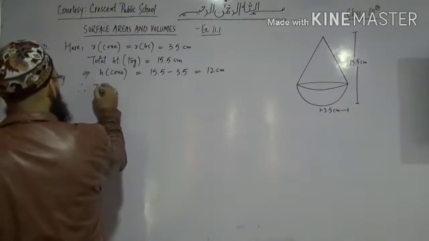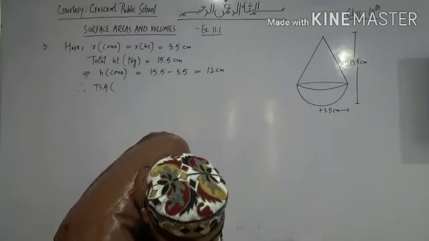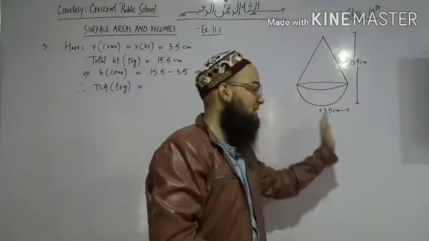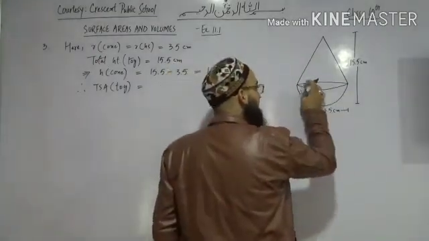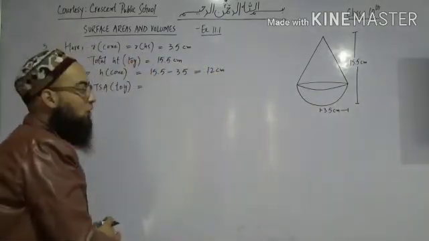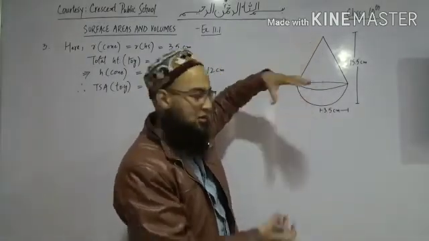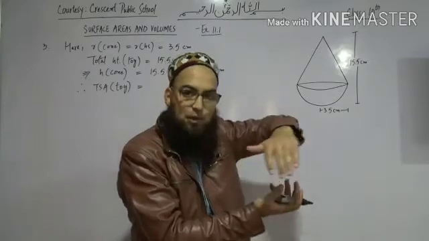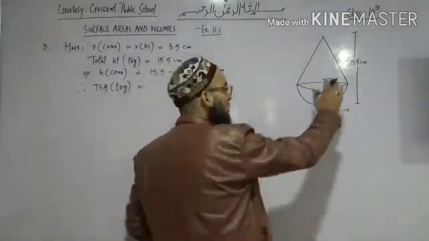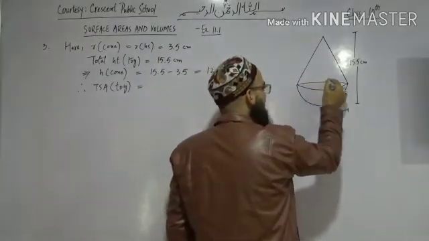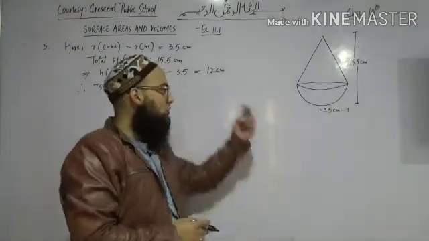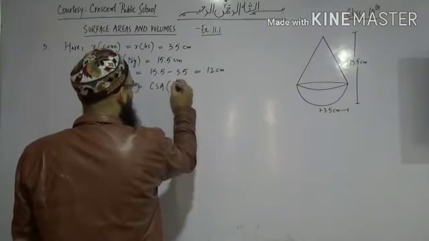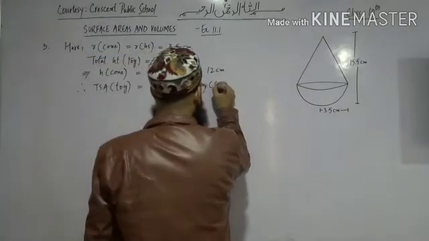Therefore, you need to find the total surface area. The total surface area of the toy is the curved surface area of the cone plus the curved surface area of the hemisphere, because this circular portion is not included in the total surface area of the toy. Imagine this formation of the toy: you have a cone mounted on a hemisphere. If you want to paint this toy, you just paint the outside. You will not consider this circular portion because it's inside the toy. So you will consider only the curved surface area of both the figures.